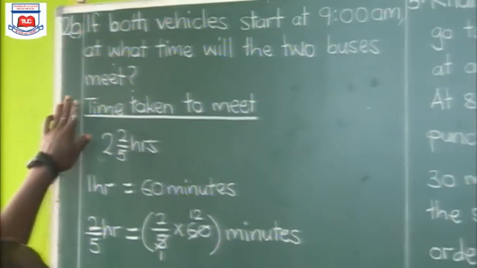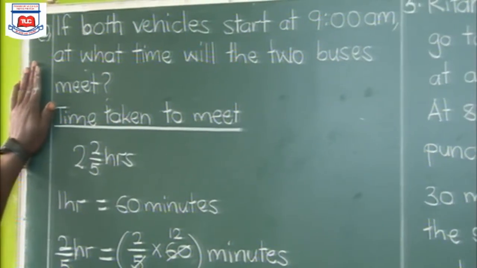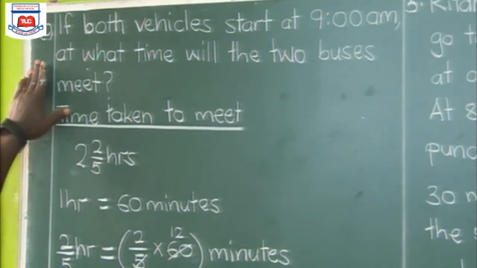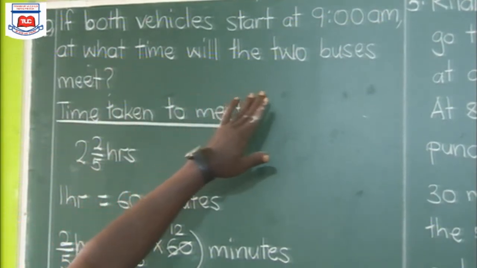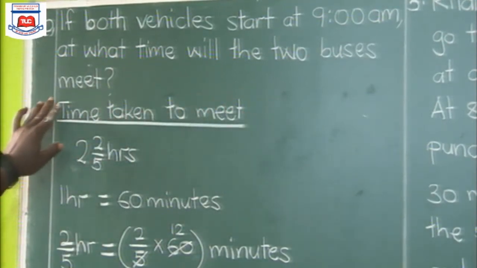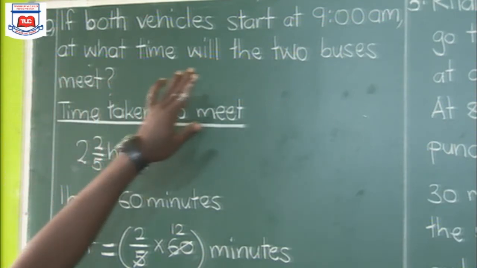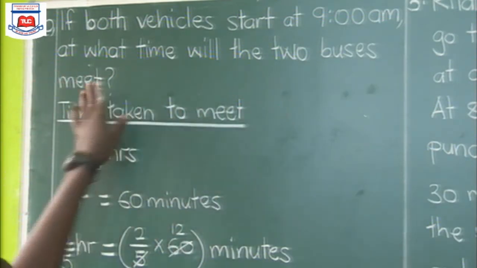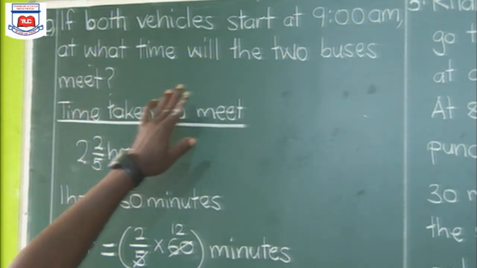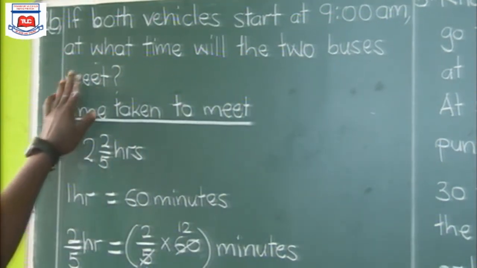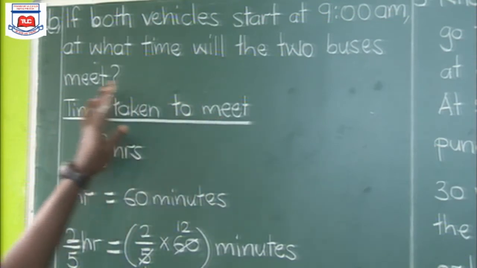Then we shall look at part B of number 2. The question reads, if both vehicles start at 9 a.m., at what time will the two buses meet?